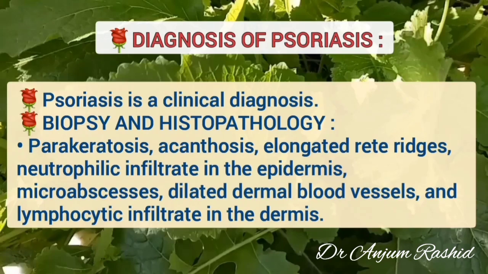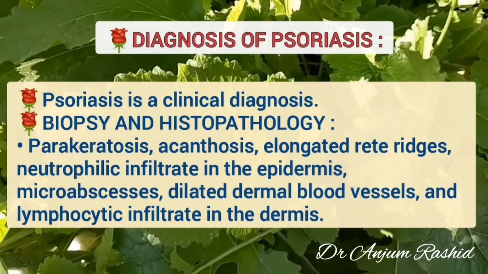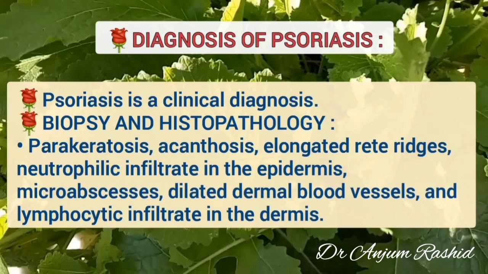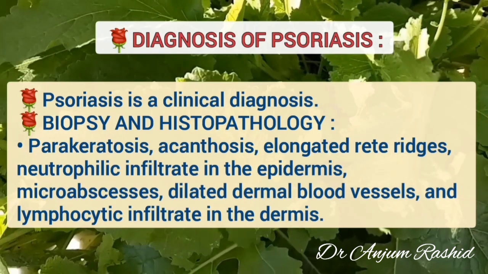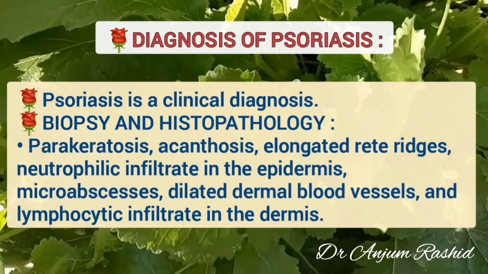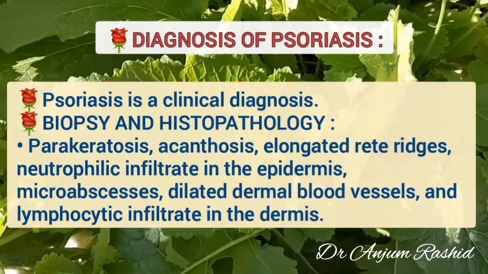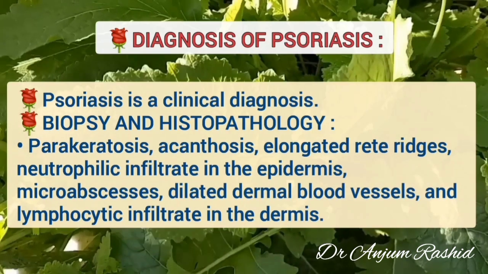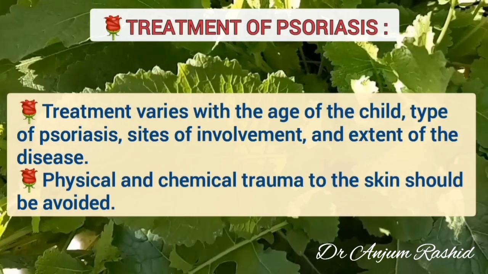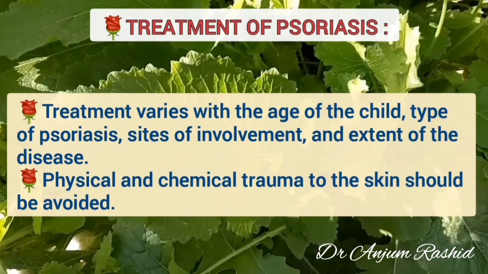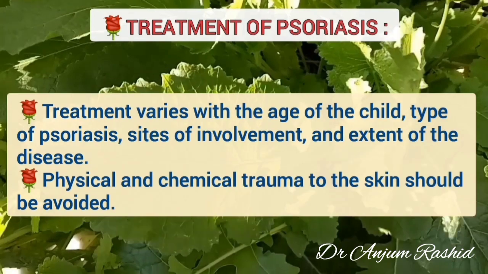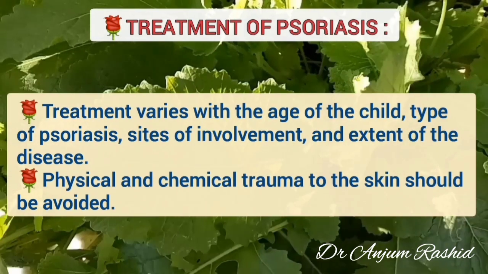Now the diagnosis. Psoriasis is a clinical diagnosis. However, biopsy and histopathology of the lesion shows parakeratosis, acanthosis, elongated rete ridges, neutrophilic infiltrate in the epidermis with microabscess formation, dilated dermal blood vessels, and lymphocyte infiltrate in the dermis. Now I will discuss the treatment of psoriasis. Treatment varies with the age of the child, type of psoriasis, sites of involvement, and extent of the disease. Physical and chemical trauma to the skin should be avoided.